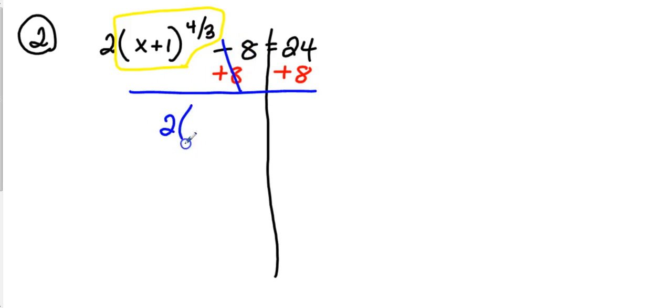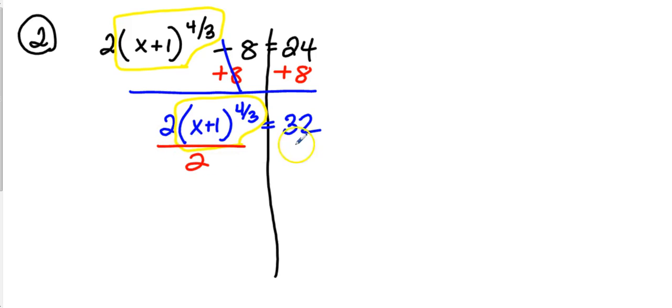So now I've got 2, and then (x plus 1) to the 4/3 equals 24 plus 8, which is 32. The question still stands. I'm trying to get this by itself. Is there something that you could add or subtract? Nope, we took care of that. But now is there something I could multiply or divide? Well, I see that this is 2 times this whole piece, so I will divide both sides by 2.